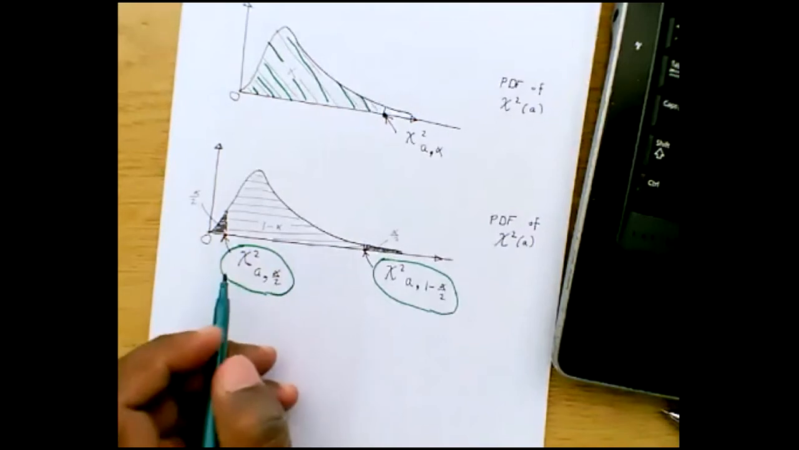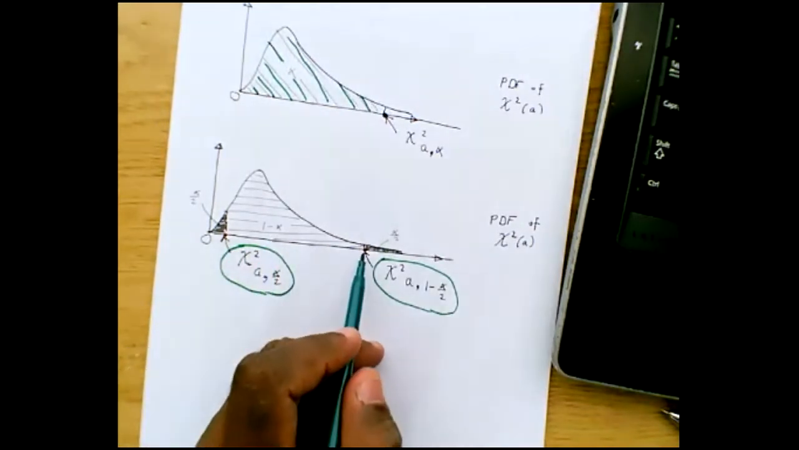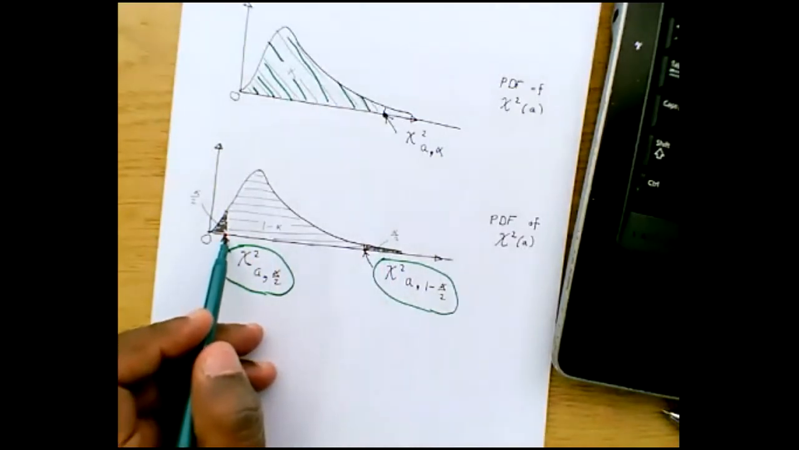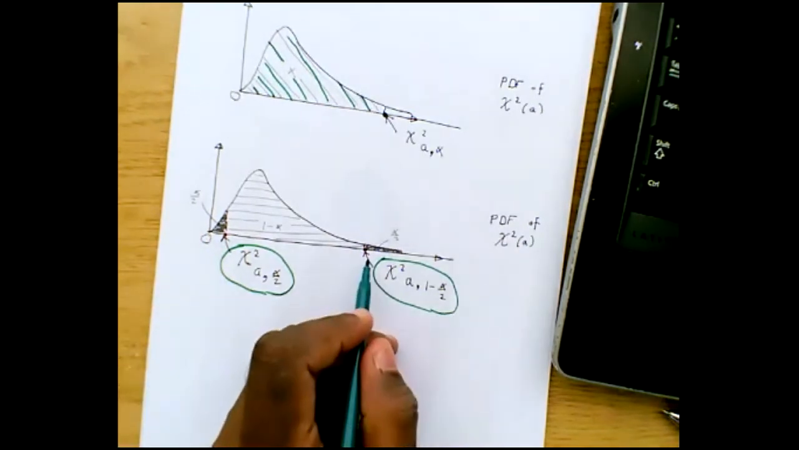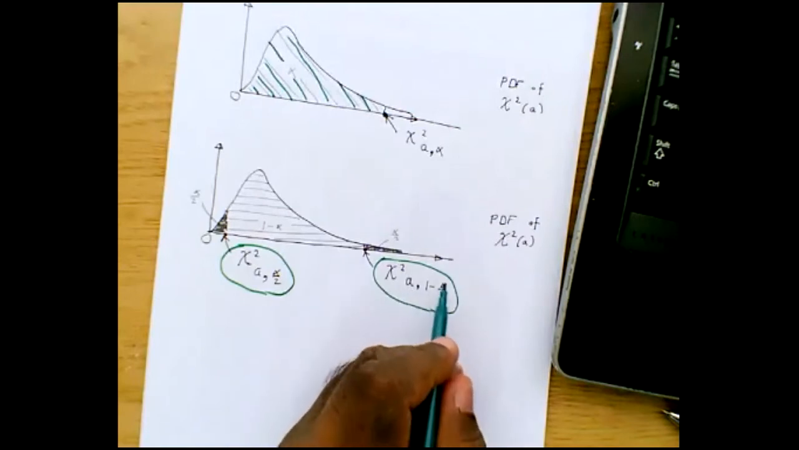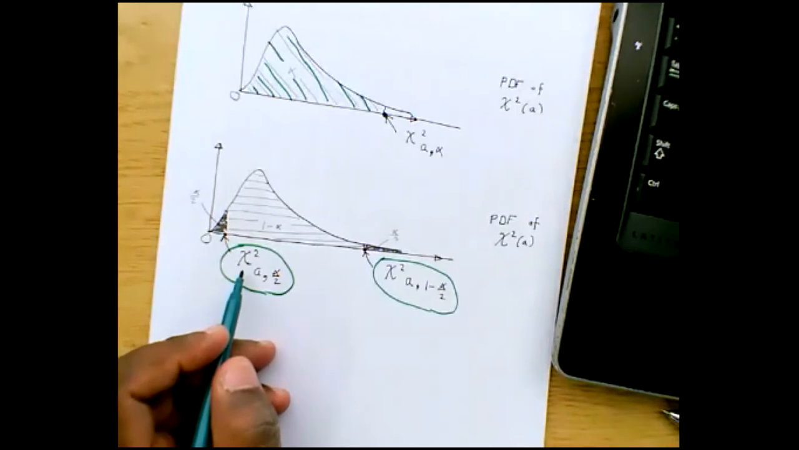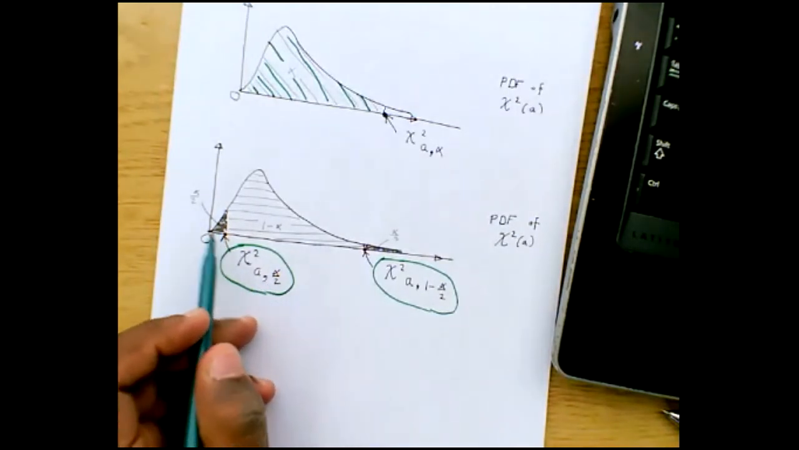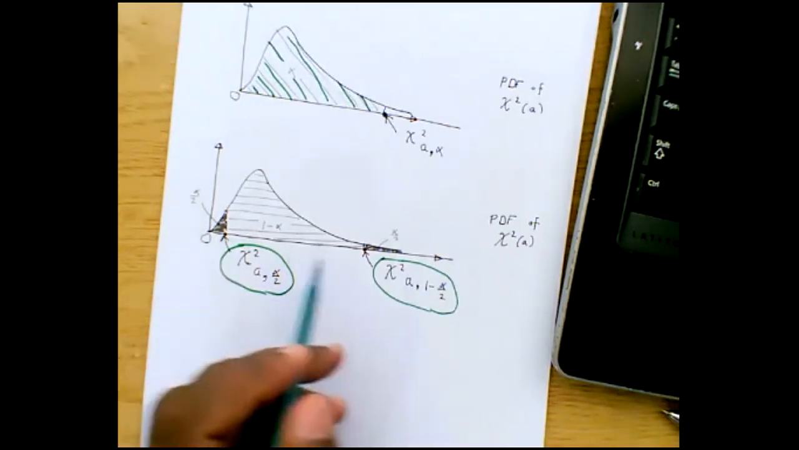And you can also have two different points like this, where in between them, they have an area of 1 minus alpha. To the right of this point, you have an area of alpha by 2, and to the left of this point, you have an area of alpha by 2. So this is denoted by chi-squared with degrees of freedom, 1 minus alpha by 2, which is the area to the left of this point. And this is denoted by chi-squared with degrees of freedom, alpha by 2, because alpha by 2 is the area to the left of this point, this area here, right?